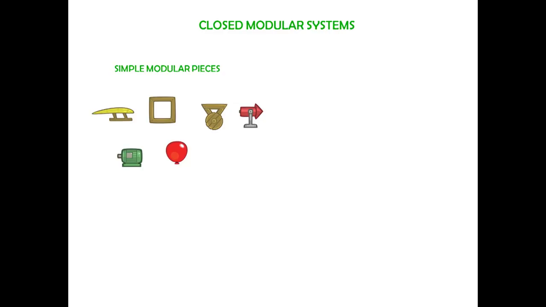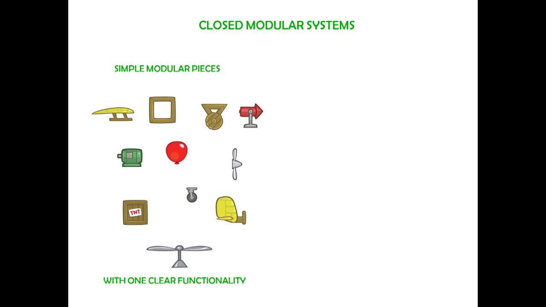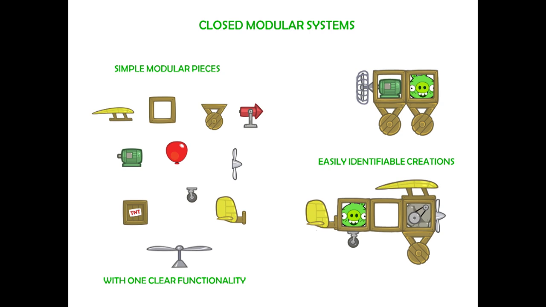So let's go through the main principles in the design of the game. We have simple modular pieces with one clear functionality, and those should lead to easily identifiable creations. The first one deals with the actual physical contraption, a bunch of pieces attached together in this little car. The second one deals with what those pieces actually do. And the third one is a little more art oriented. It depends on the visuals of those pieces, of course.